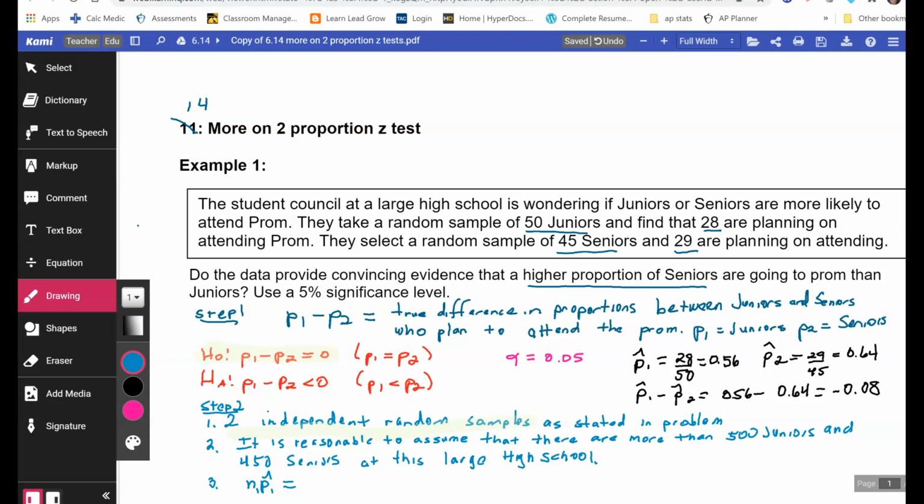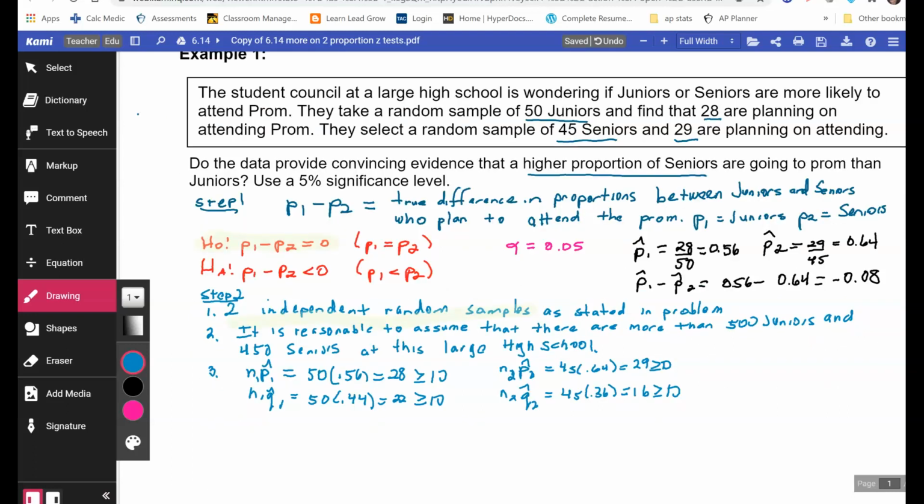So I'd like you to do the success failure condition for both the juniors and the seniors. Put the video on hold and then you can check your answer. Did you match the answer? Great job. The reason for the large count condition is that it enables you to apply a normal model when you're calculating your p-value. The next step is to actually name that test. I want you to put the video on hold and write it down.